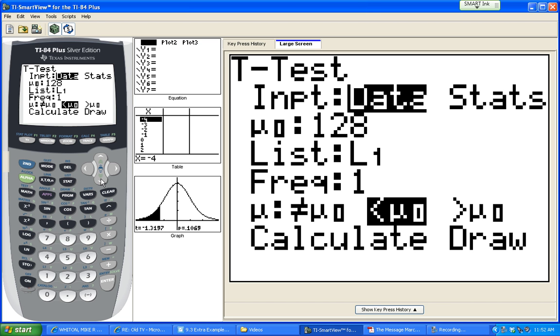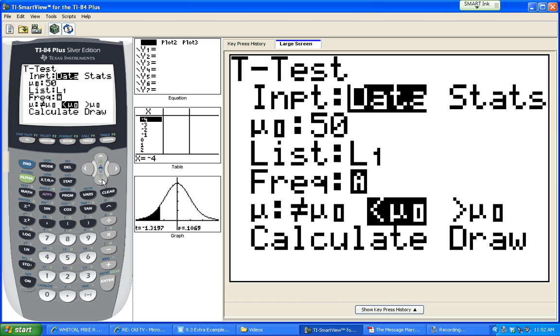Mu sub 0, that's like your null hypothesis, H sub 0. We claimed that the mean equaled 50. If you look back at H0, it was mu equals 50. The list for our data is in L1. Frequency, we're just going to leave as 1 because we just entered the values in. I don't want to count them more than once or anything like that.